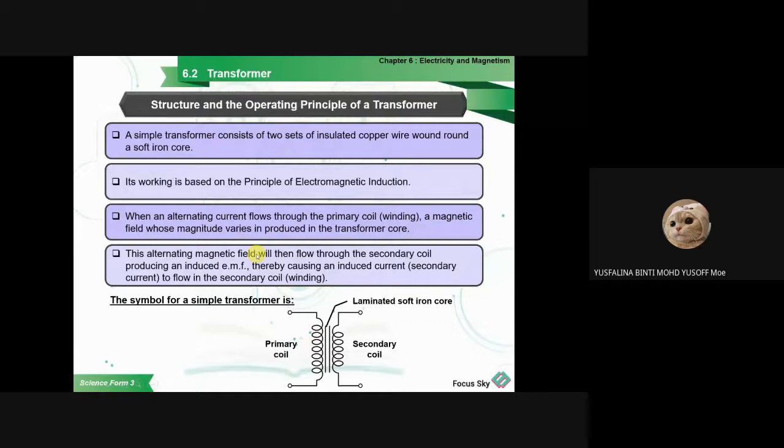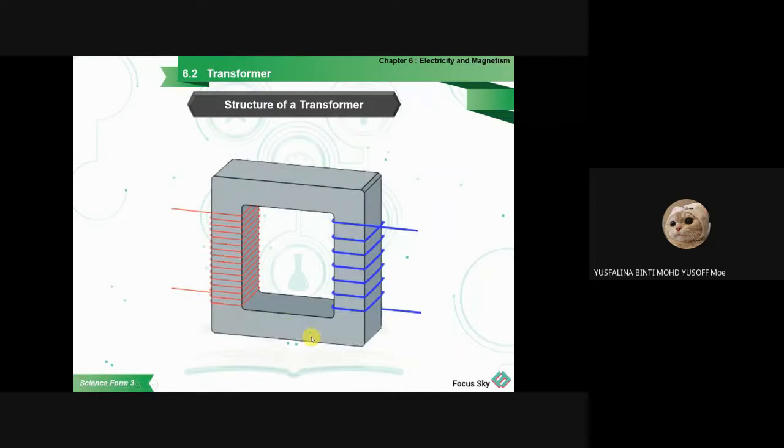So that's why it says here, when alternating current flows to the primary coil, a magnetic field whose magnitude varies is produced in the transformer coil. Here they will produce the magnetic fields when the current flows through the primary coil. Let me see the diagram here. When the current flows here, at the red wire, it will produce the magnetic fields.